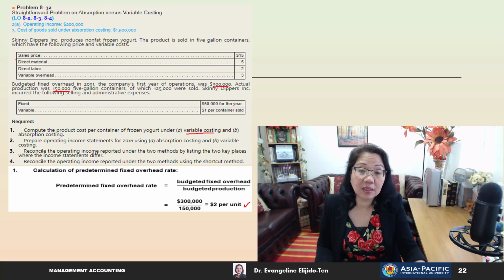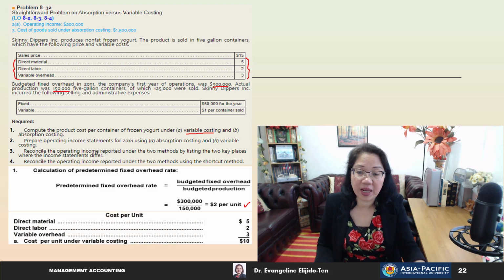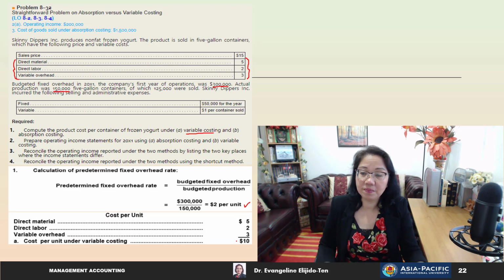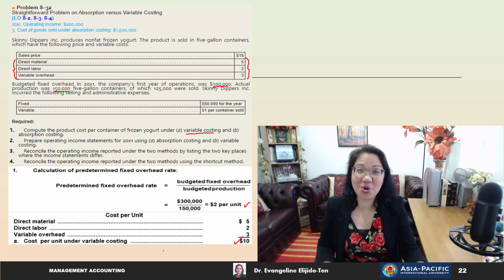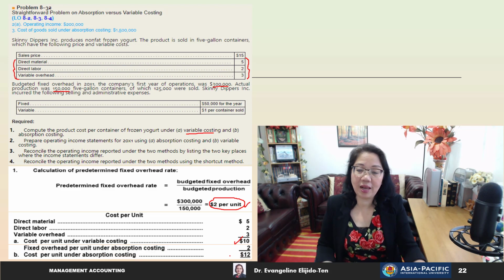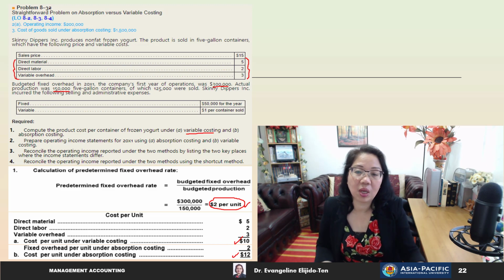So now we can calculate the product cost per unit under variable costing. They told us that the direct materials, direct labor, and variable overhead are $5, $2, and $3 respectively. So we'll just add that, and that gives us $10. That's the variable cost per unit. And since we've already calculated that the fixed manufacturing overhead cost per unit is $2, we'll just add that $2 to $10, and that would give us $12. That's the cost per unit under absorption costing. So we are done with requirement 1.